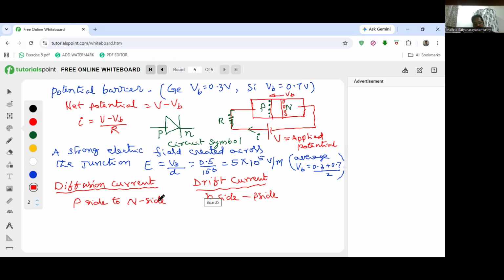In the examination, they are asking a theoretical bit: a drift current is from which side to which side, and a diffusion current from which side to which side. So very, very important, diffusion current and drift current. So, ideal diode: the resistance of an ideal diode is zero. This is the resistance of the ideal diode.